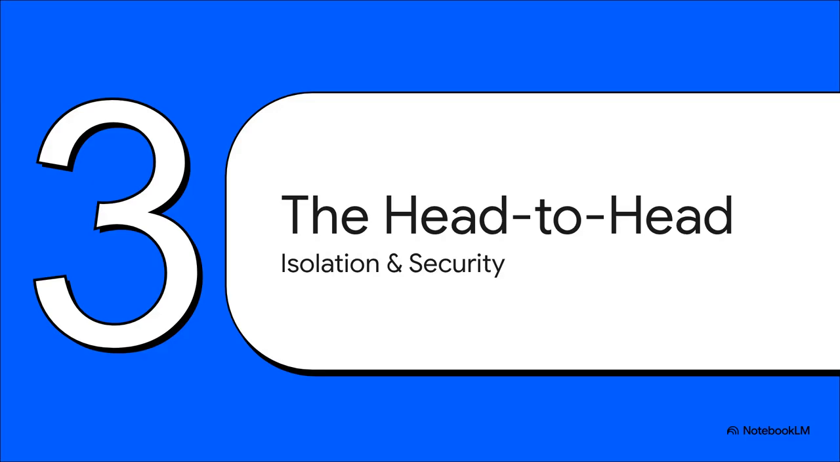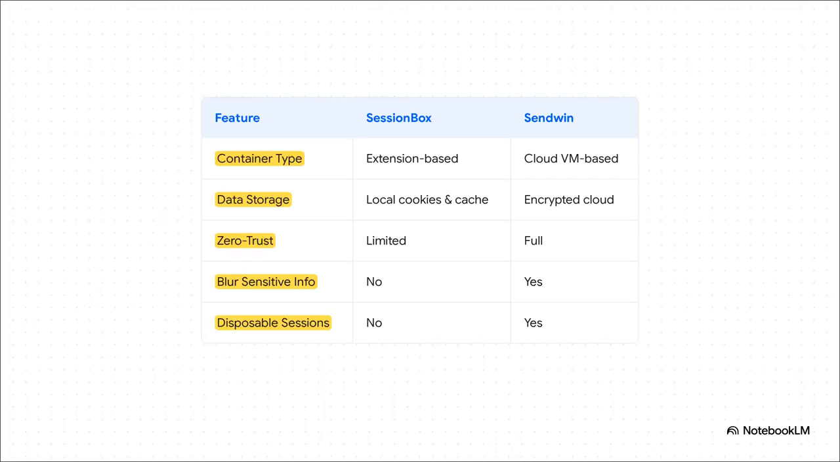All right, let's do this. Time to put them side by side and really dig into the details that matter most. How they handle isolation, their security features, and of course, what they cost. You can really see the two different philosophies here. SessionBox stores your data locally, right on your machine. Sendwin uses those cloud virtual machines, storing everything encrypted in the cloud. This is what enables that full zero-trust model, where nothing from that browser session ever touches your actual computer. And it makes cool features like blurring sensitive info or creating disposable one-time use browsers possible.